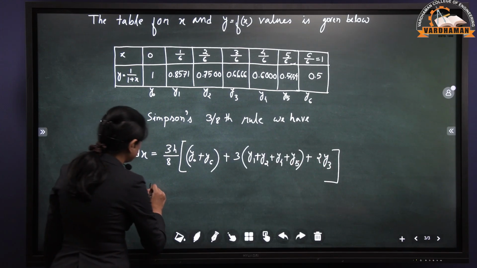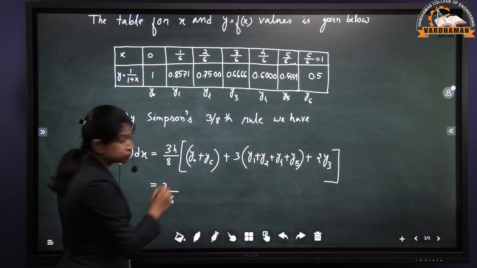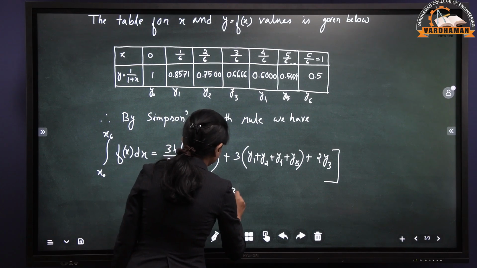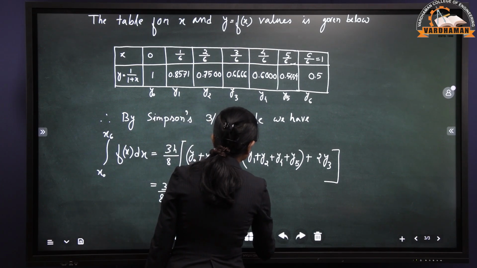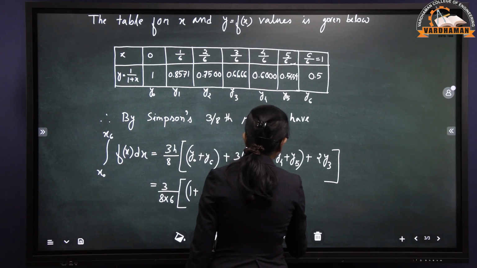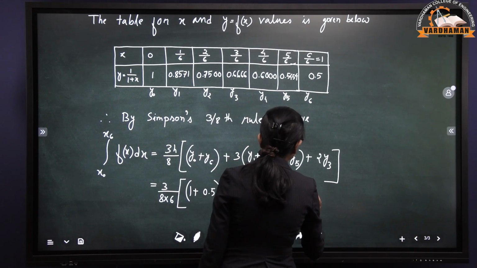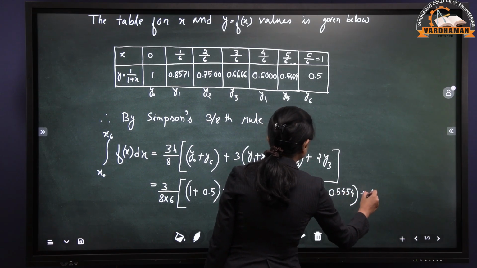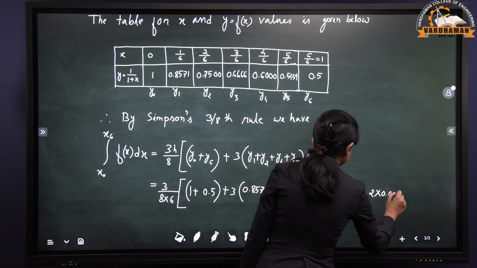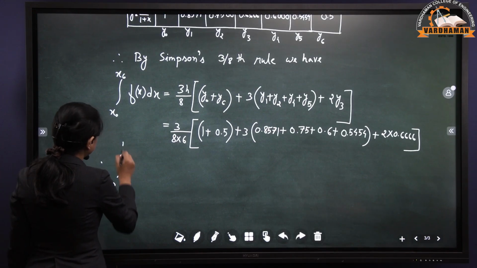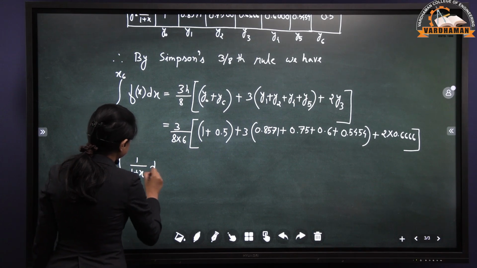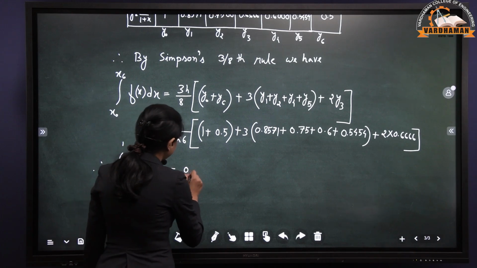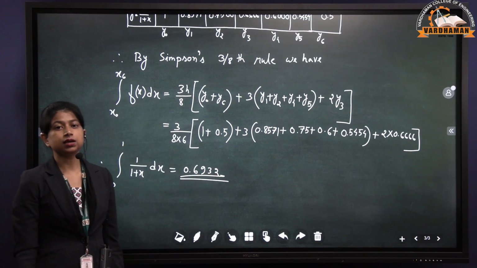Now let us substitute the values. 3 by 8 into 6, h is 1 by 6, y0 is 1 plus y6 is 0.5 plus 3 into y1 is 0.8571 plus y2 is 0.75 plus y4 is 0.6 plus y5 is 0.5454 plus 2 into y3, which is 0.6666. Therefore, integration 0 to 1, 1 by 1 plus x dx is equal to, if we compute this using calculator, we will get 0.6932, which is the required answer.